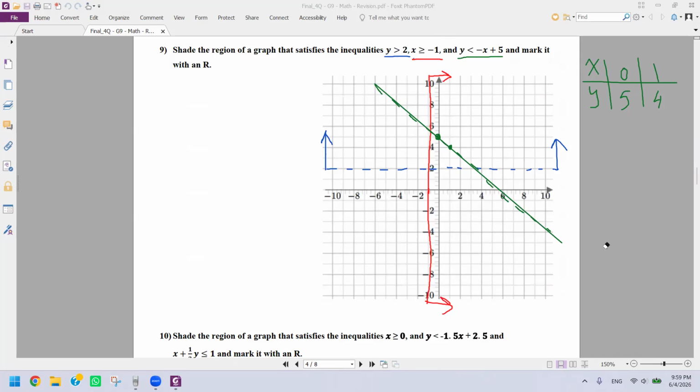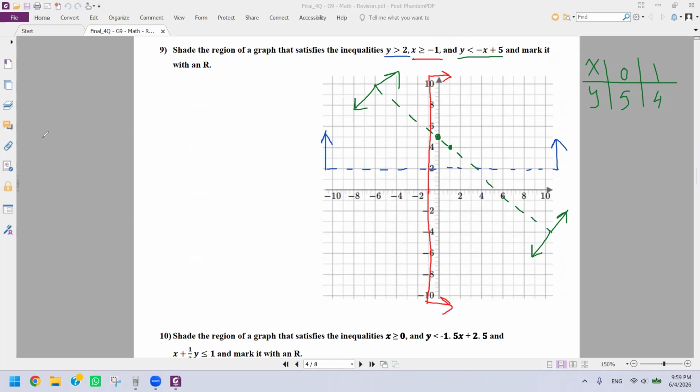Now let me remove it. So the green line is y less than minus x plus 5. Okay, I draw the line. Now I need to know, is the region going up, or is it going down?